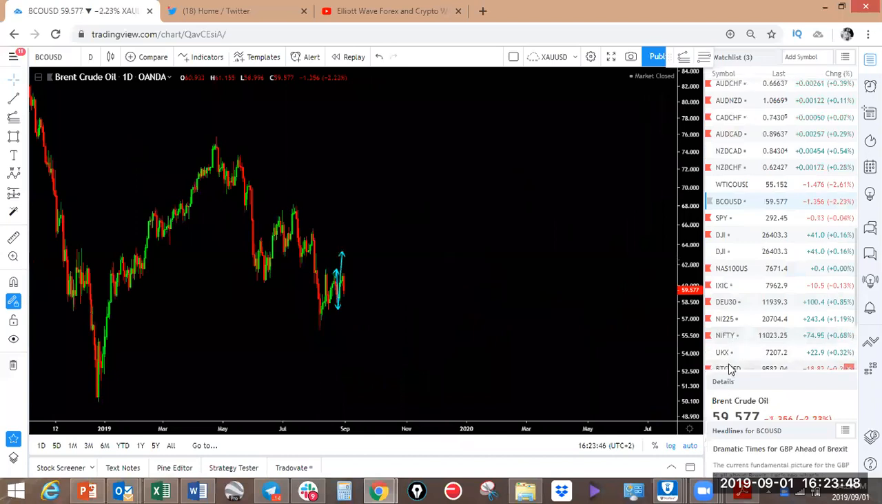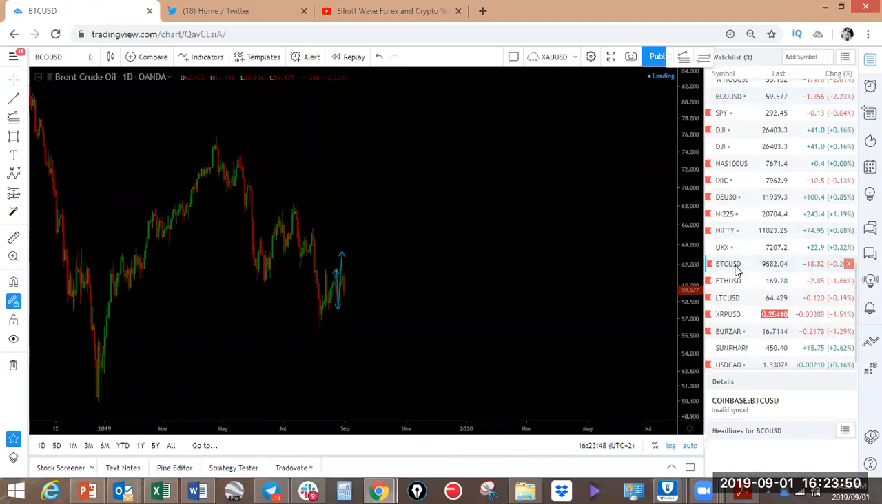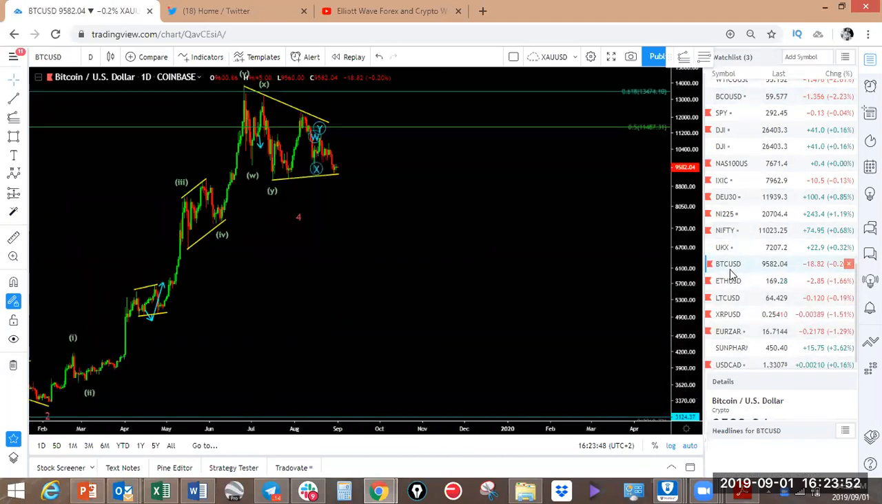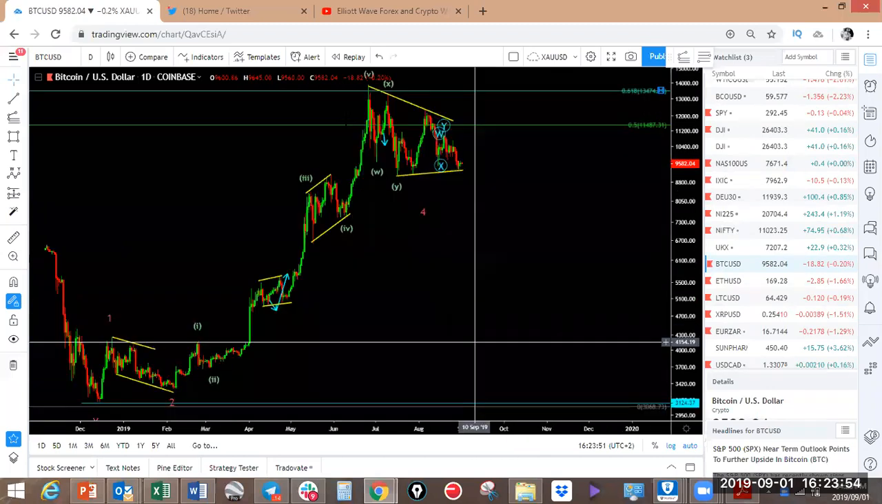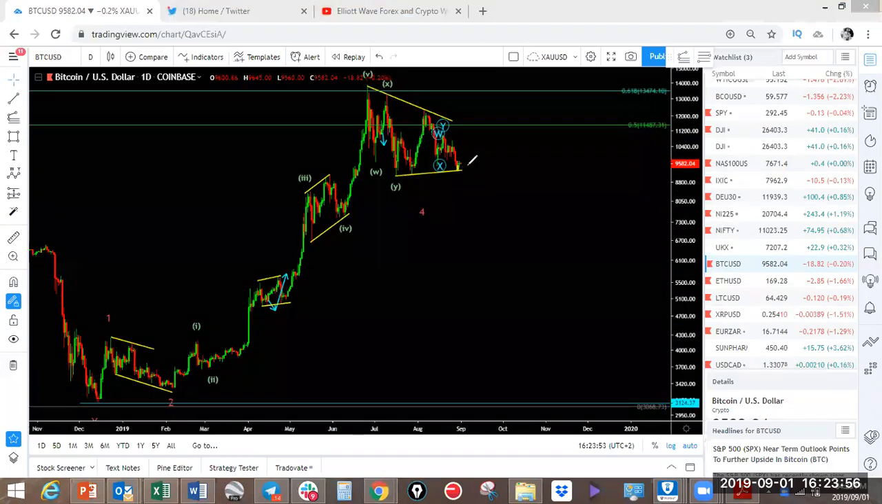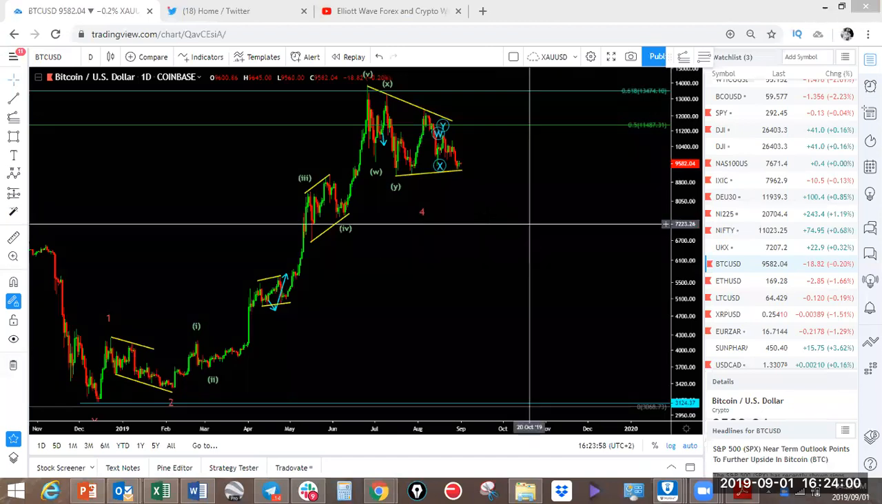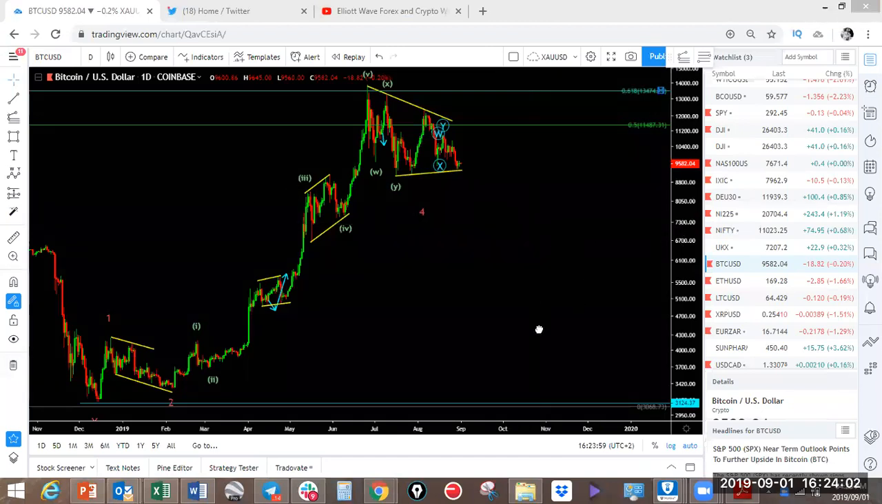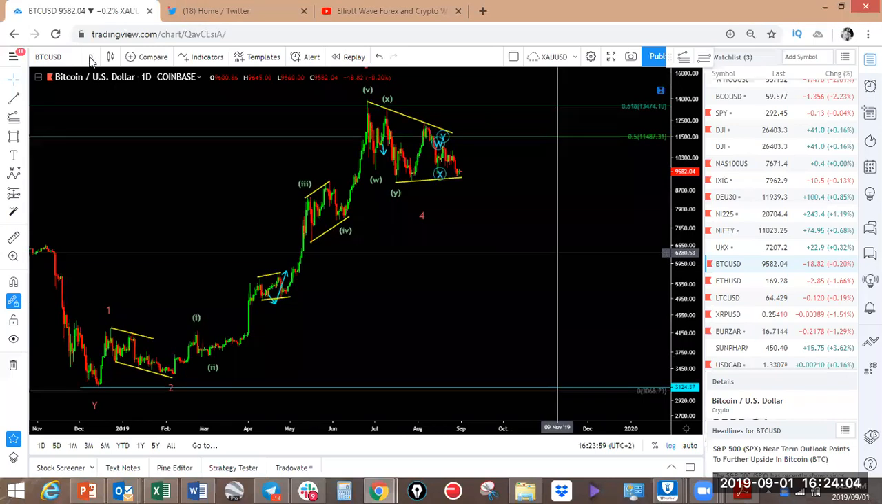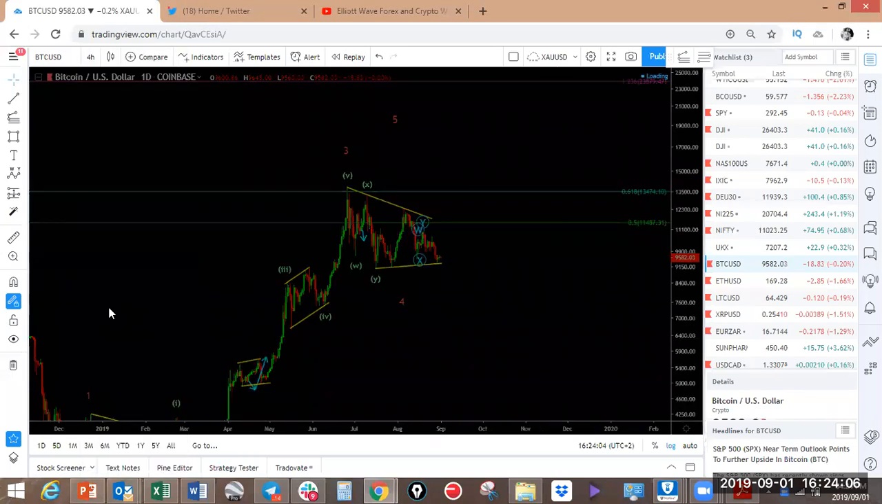That is Brent crude. Let's look at Bitcoin. What are we looking for now? We're looking for this to correct here and push lower. So there's a little small correction happening there in the lower degree. Let's have a look at it in the 4-hour and the 1 hour.